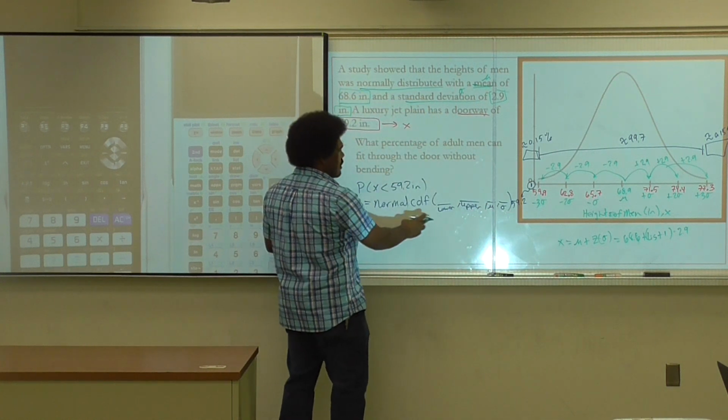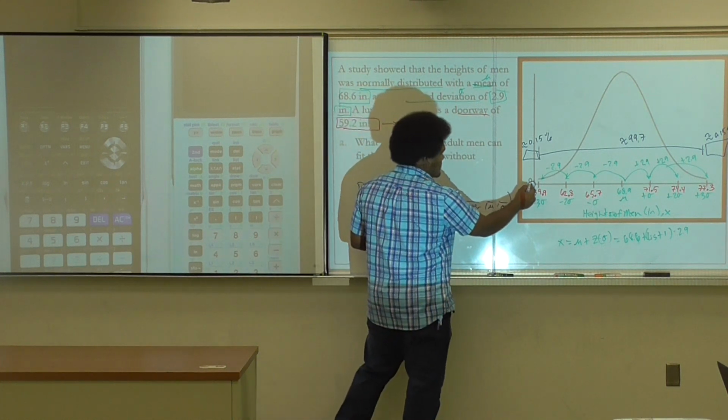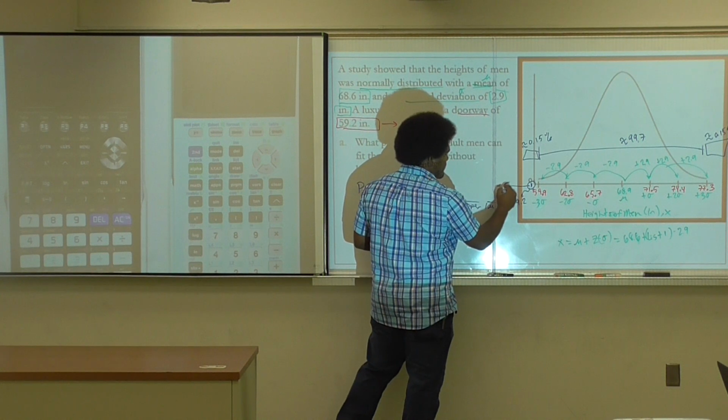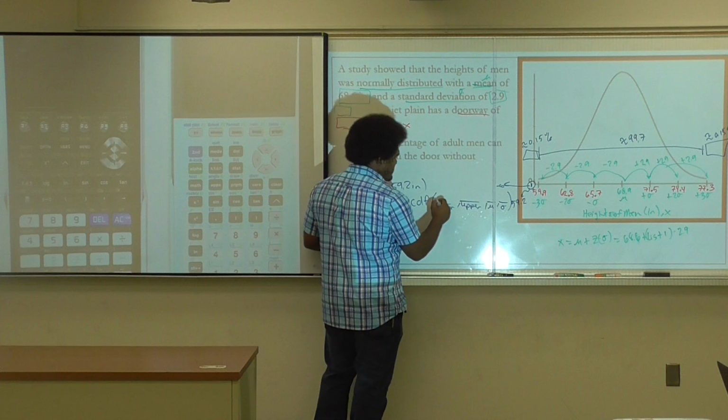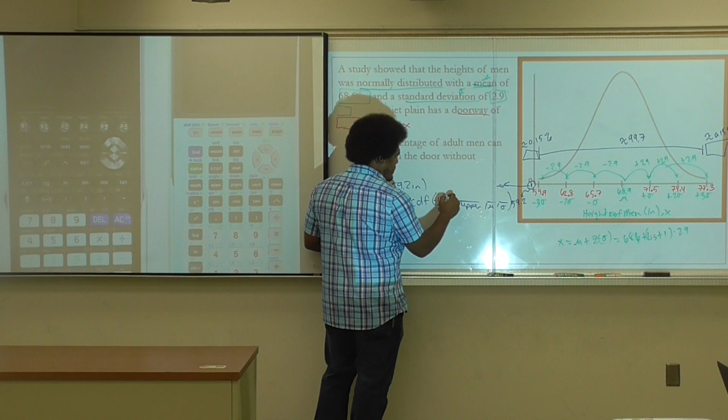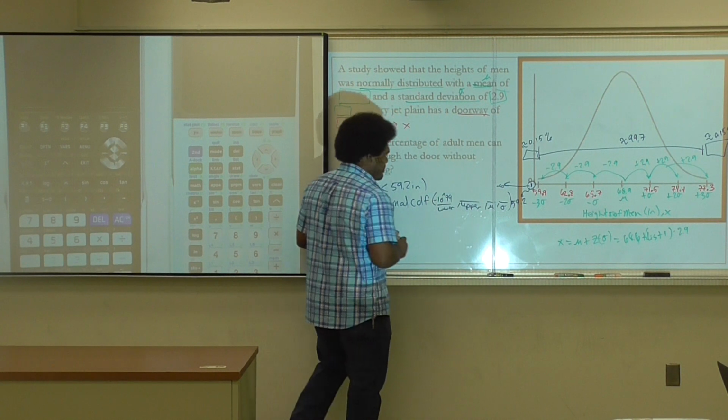So what is a lower? Well, a lower is extending this way because it says less than. So it's going to negative infinity. And we should know negative infinity in a calculator. We could write it as negative 10 risen to the 99.